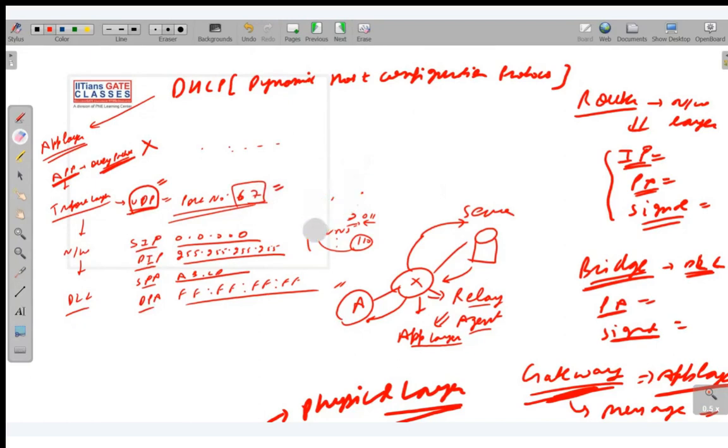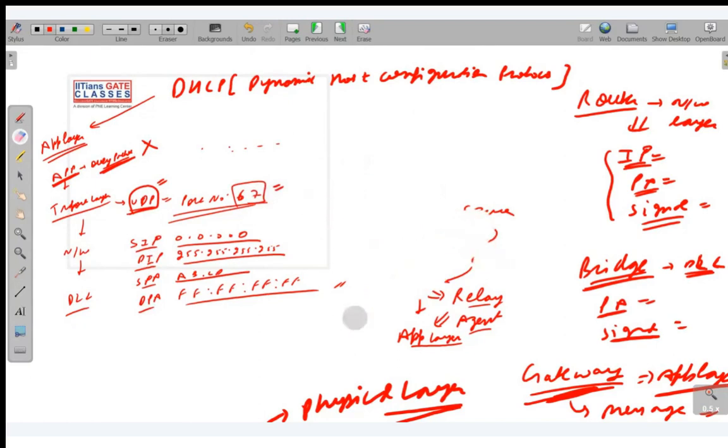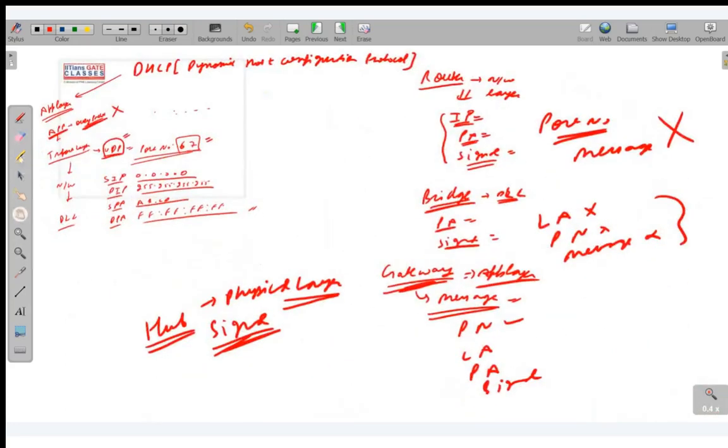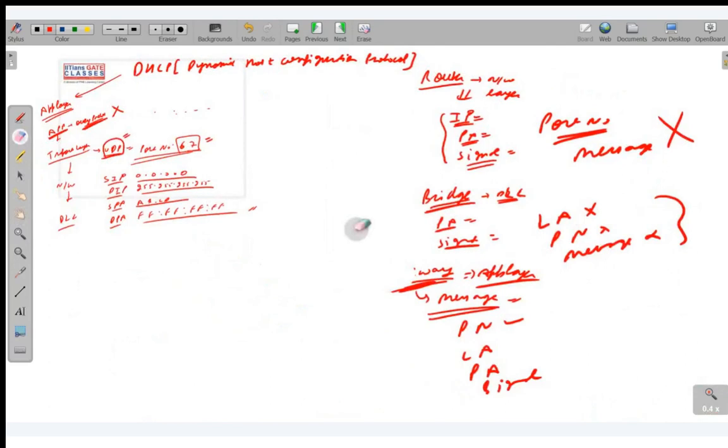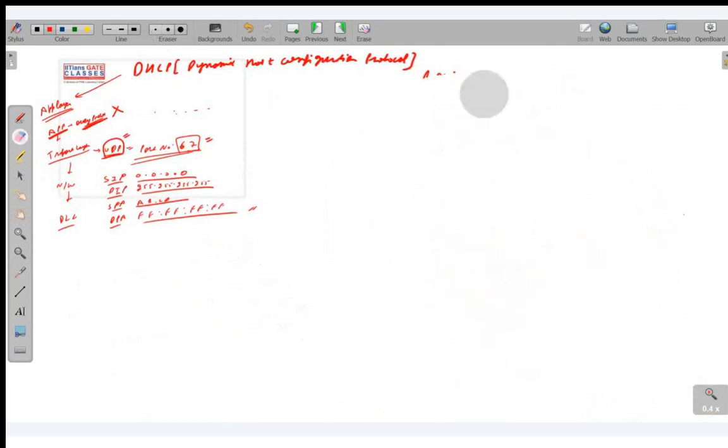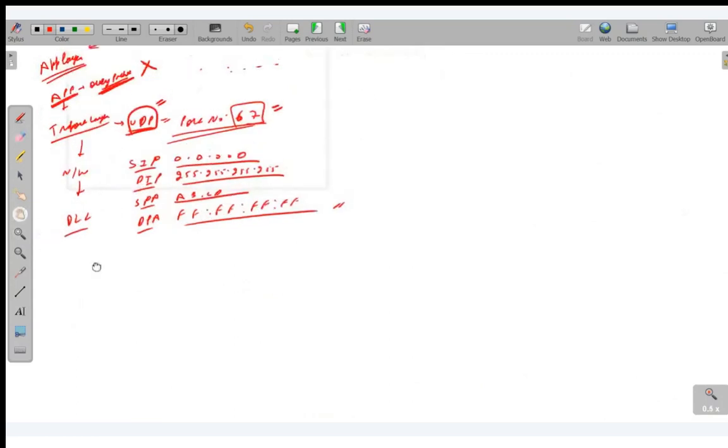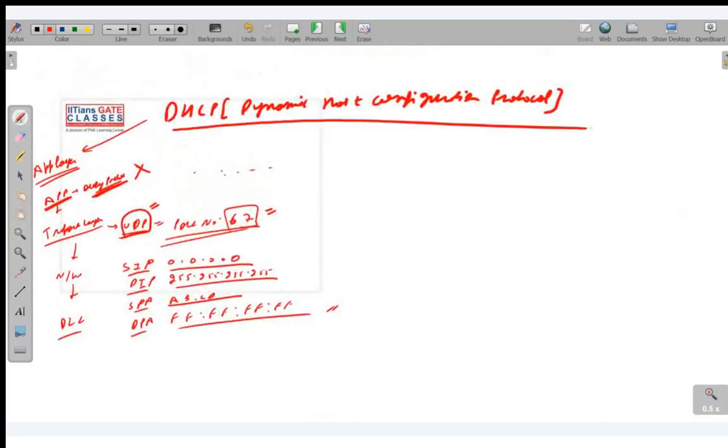Now let me tell you why this port number is the same. Actually, in networking we design protocols in such a way that they are backward compatible. DHCP is a more advanced protocol, and before DHCP we had BOOTP. So if we are constructing a new protocol, it should be backward compatible. If it is not backward compatible, then you have to change the entire technology.